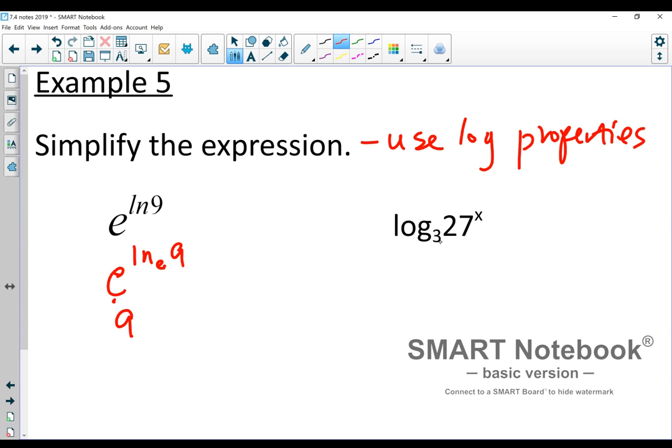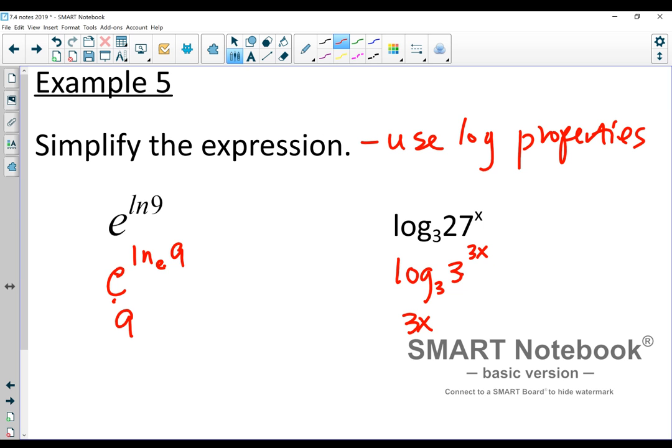On this one, in order to get that same canceling effect, I'd have to have this be a 3. So I'm going to write this as log base 3 of 3 to the 3x power, because 3 to the third is 27. And then again, I have a base 3, and then this is a base being raised to a power, so I just get 3x. I'm left with that exponent that I had, the 3x. So that's how we can use those log properties.